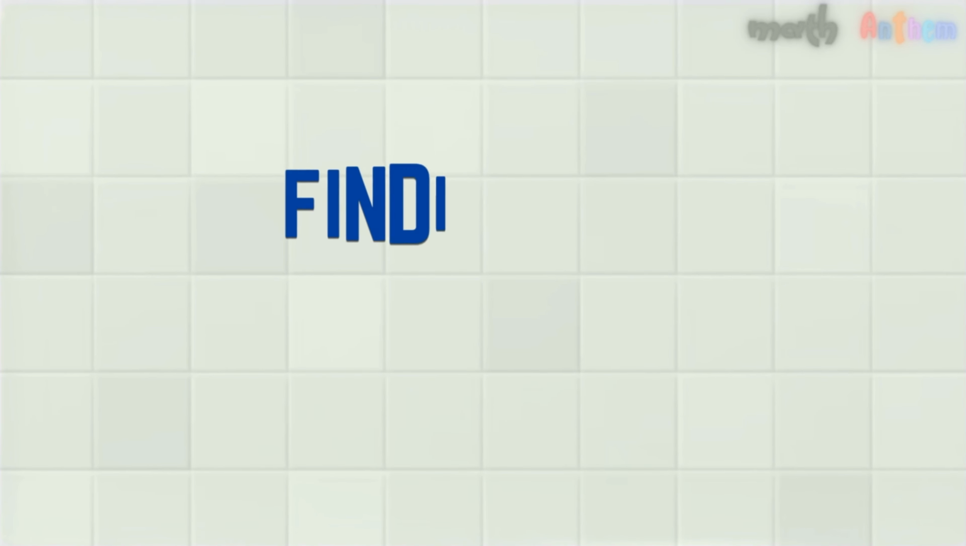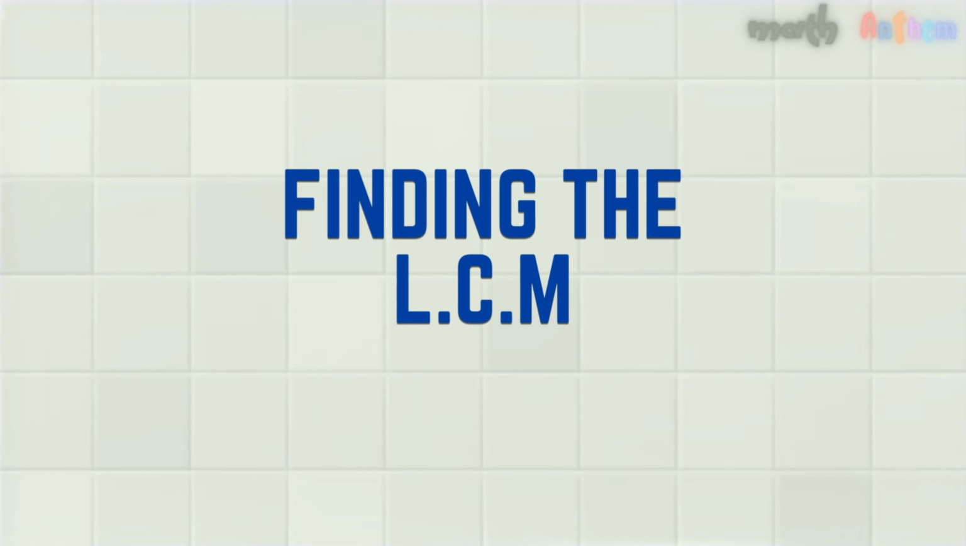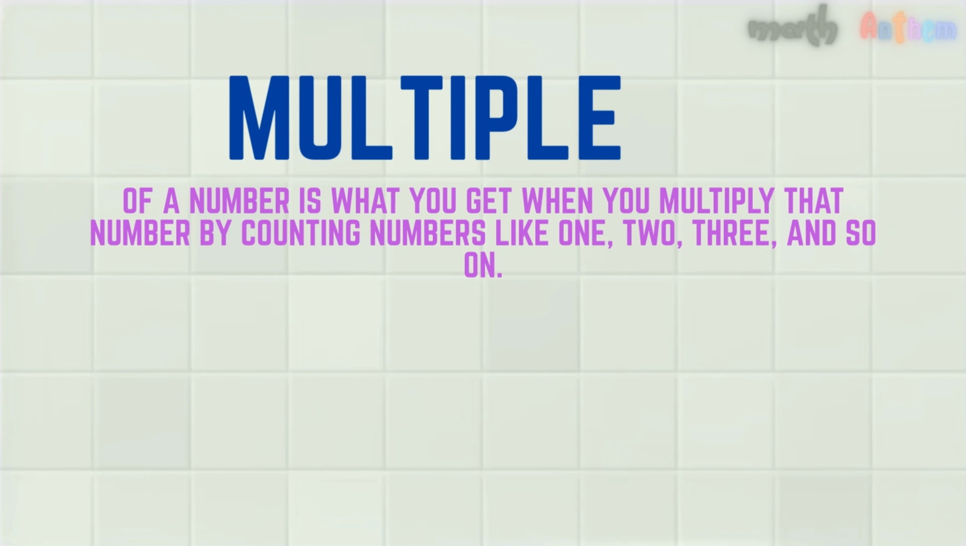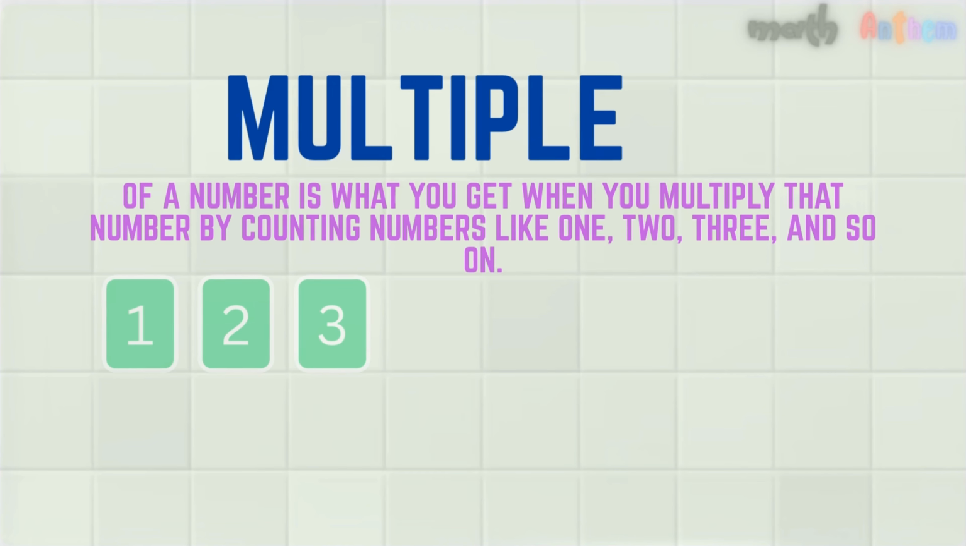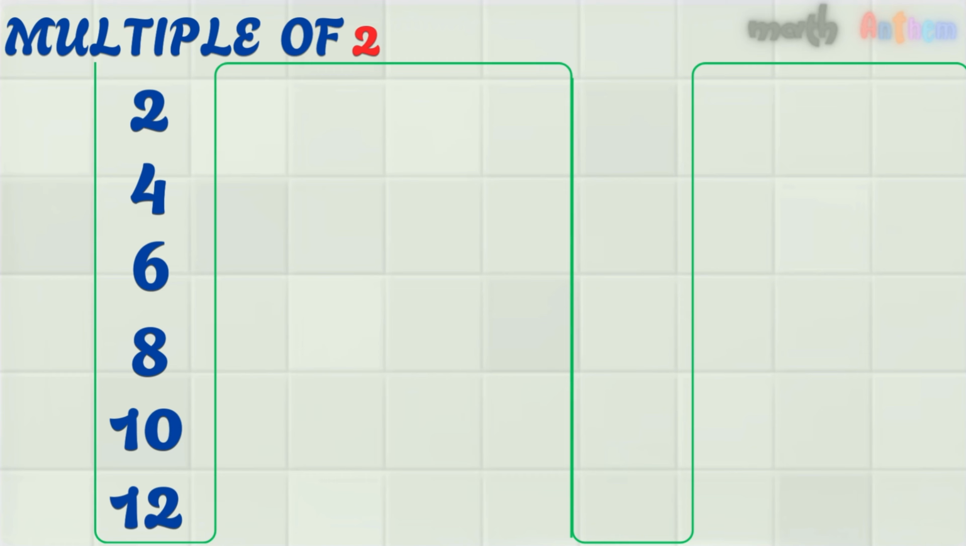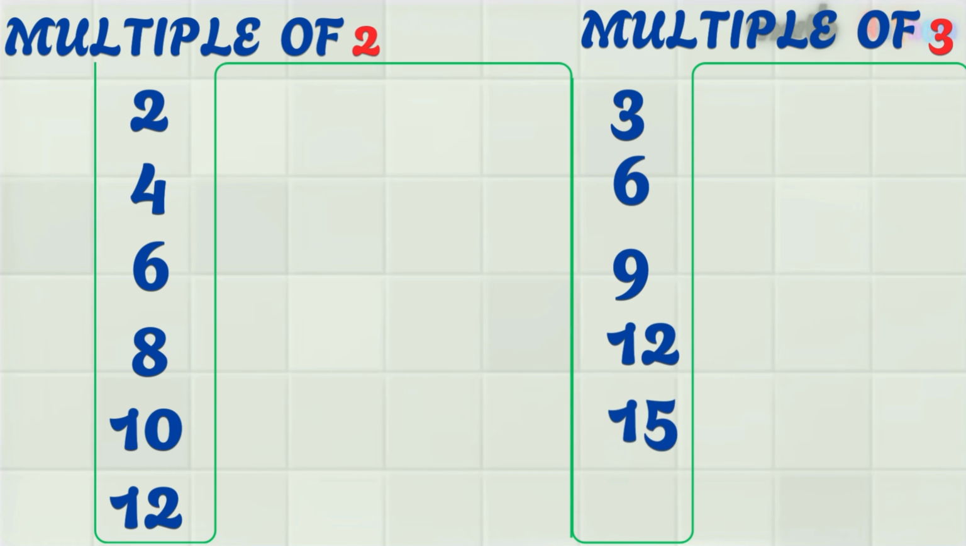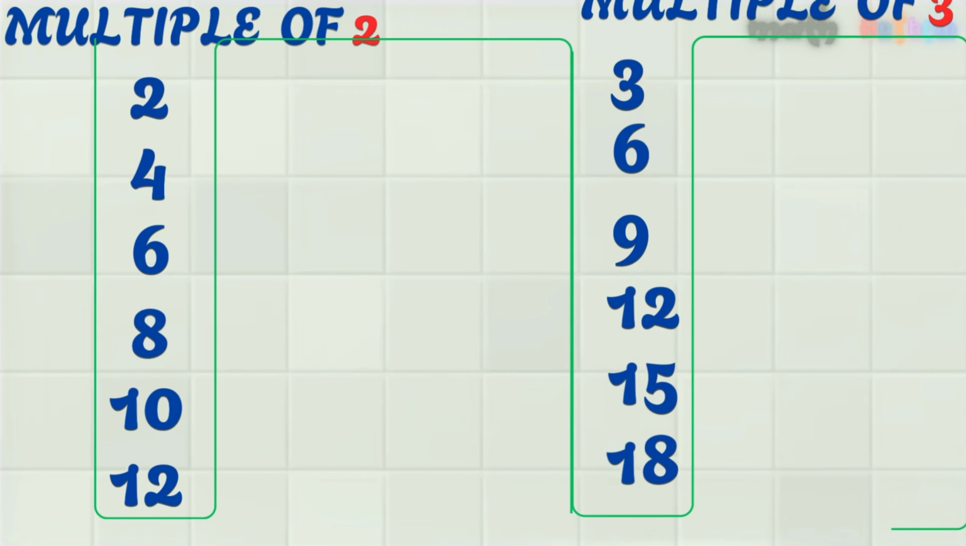Before we jump into finding the LCM, let's refresh our memory on what a multiple is. A multiple of a number is what you get when you multiply that number by counting numbers like 1, 2, 3, and so on. Here are a few examples. Multiples of 2 are 2, 4, 6, 8, 10, 12, and so on. Multiples of 3 are 3, 6, 9, 12, 15, 18, and so on.